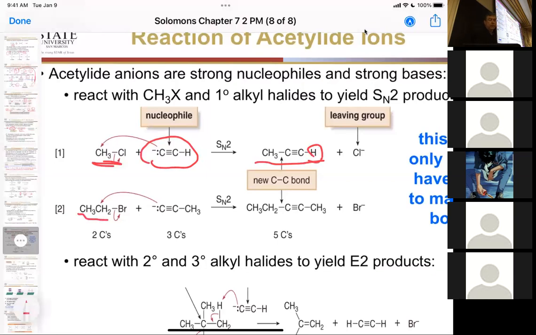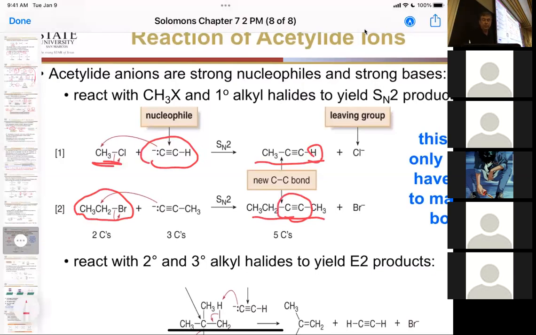So let's put an ethyl group on the other side. So now we have five carbons here. So just by changing out the alkyl halide you're using, the primary alkyl halide, you can make it 10, 20, 30 long, but you're still going to have this acetylene, this alkyne here in the middle, okay?